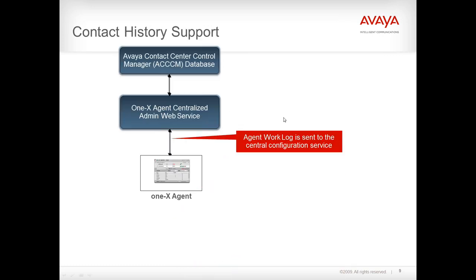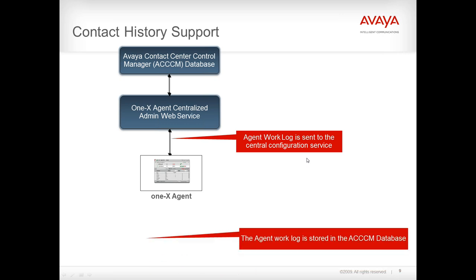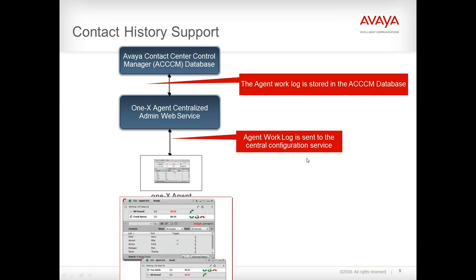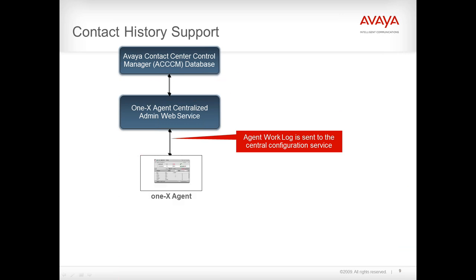The following will describe the flow or the process of contact history support. For example, again, as I mentioned earlier today, every time you're logging into the 1X client, the web service will push down an XML file that will store your agent configuration on your PC. Once you log out, the client itself will take the XML file and send it back to the ACCCM web service.